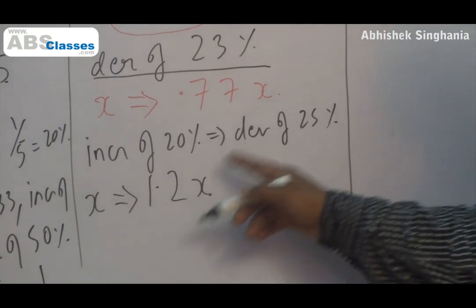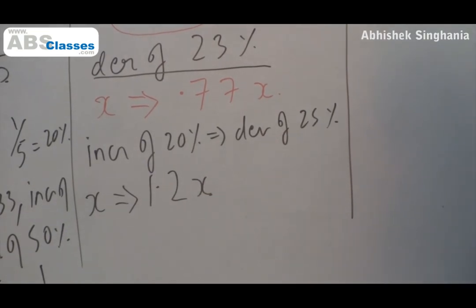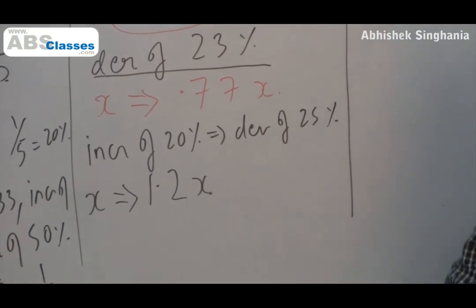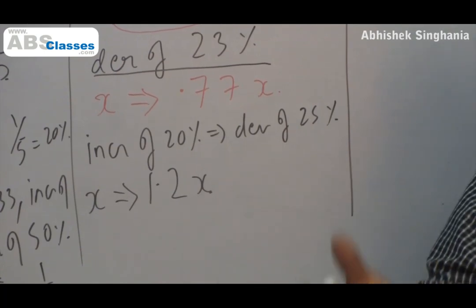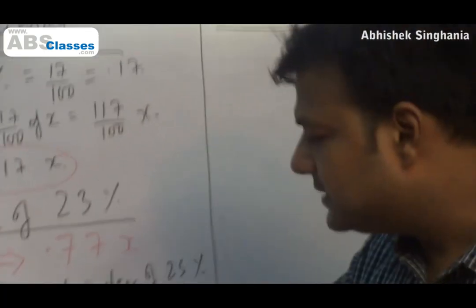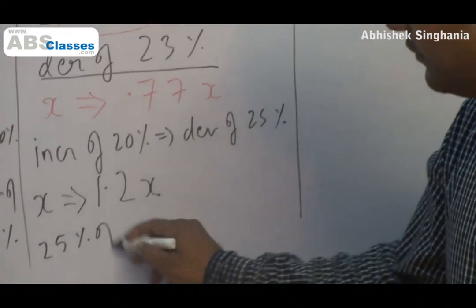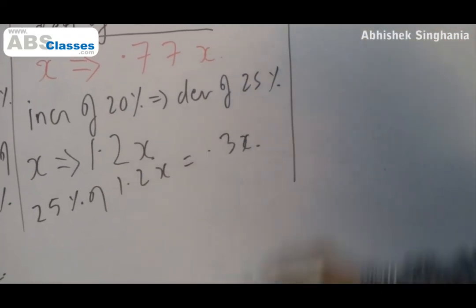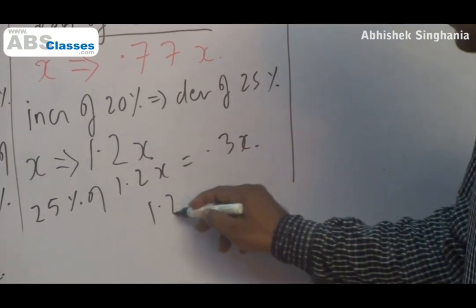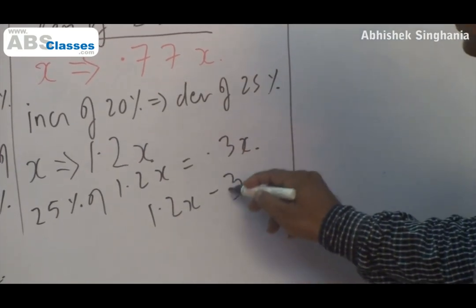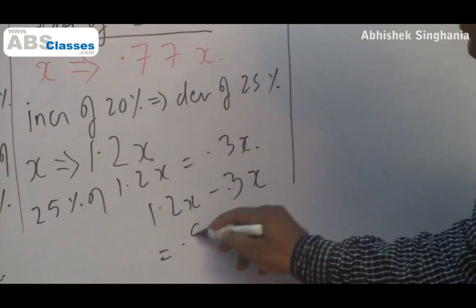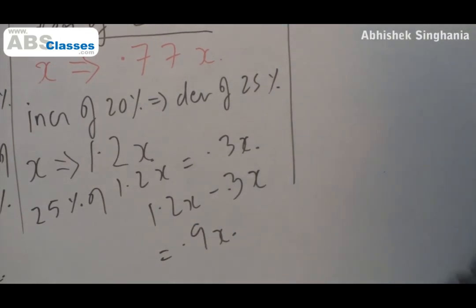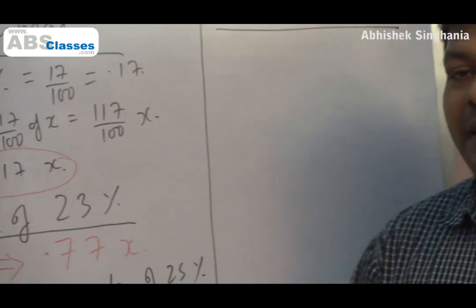What is 25% of 1.2 or 12 or 120, whichever way you want to look at it? Decimal can be easily adjusted. So 25% of 1.2x is equal to 0.3x. If I decrease 1.2x by 0.3x, I'll get 0.9x. So my original number was x, my new number is 0.9x.